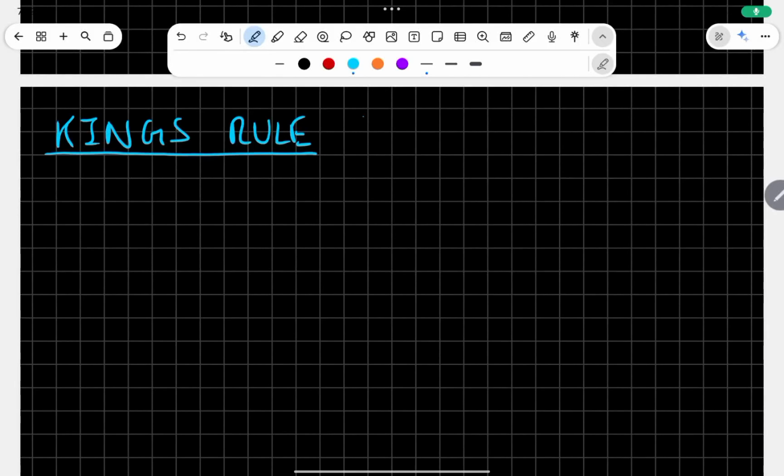King's rule integration. Say you want to integrate a function between a and b, and this function is f of x. Now what does this mean? This means that we have a function, and we want to find the area between a and b. Right?